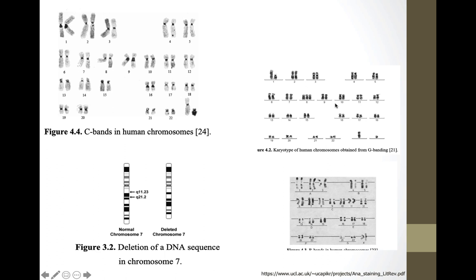This means I can examine a person and send a note to a doctor or diagnostician saying, look at chromosome 7 in the long arm, band 2. Is it there? Is it not there? So now we have an ability to create nomenclature, an ability to standardize this whole process.